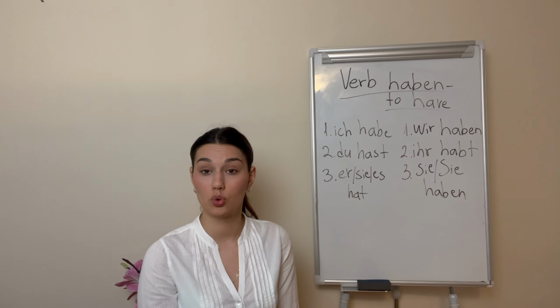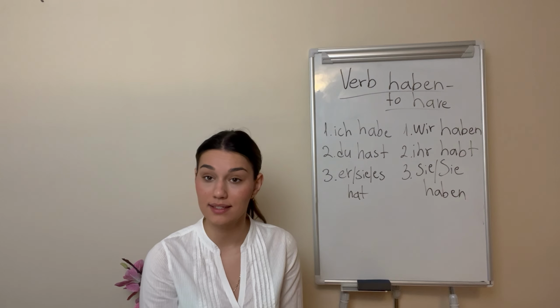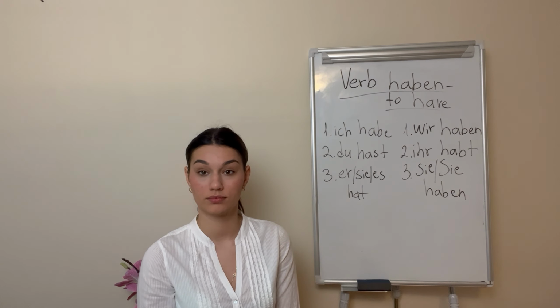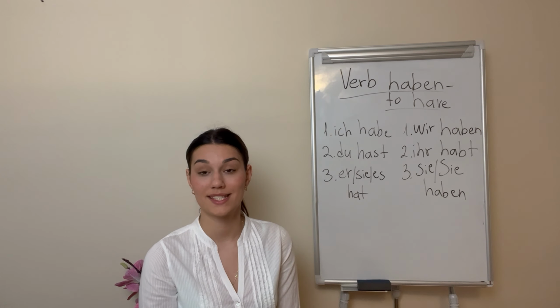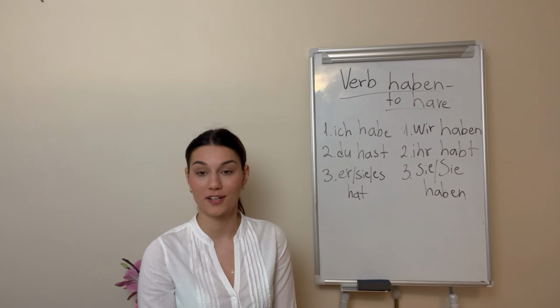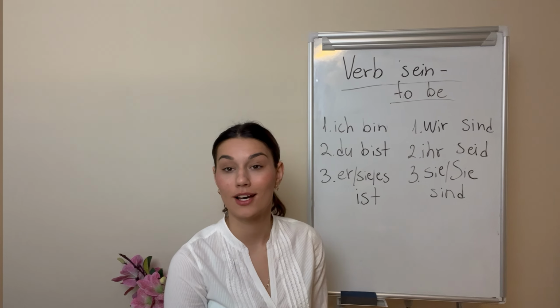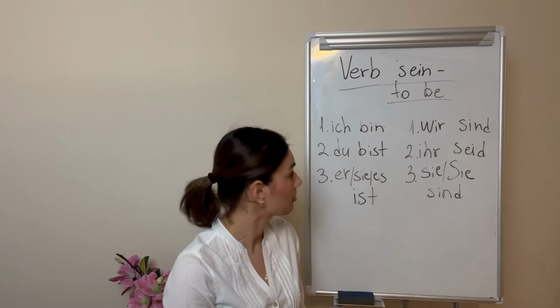And now, we will repeat once again everything together. Ich habe, du hast, er, sie, es hat. Now you. That's right. Wir haben, ihr habt, sie haben. Very nice. And now we will learn our second verb.